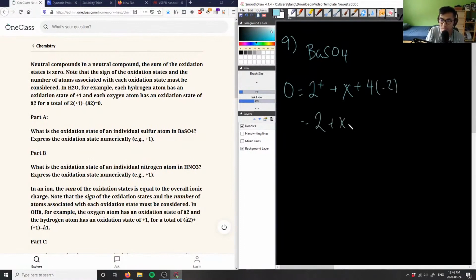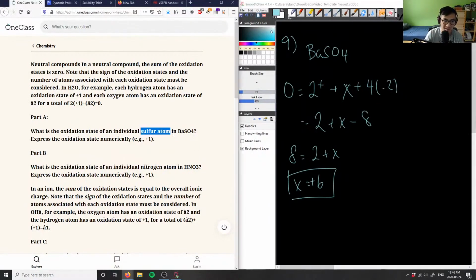So I have 2 plus X minus 8, because 4 times -2 is -8. I can move 8 to this side to become positive, and the X would be simply 6 here. So my oxidation state for sulfur is going to be +6. That gives us the oxidation state of an individual sulfur atom.